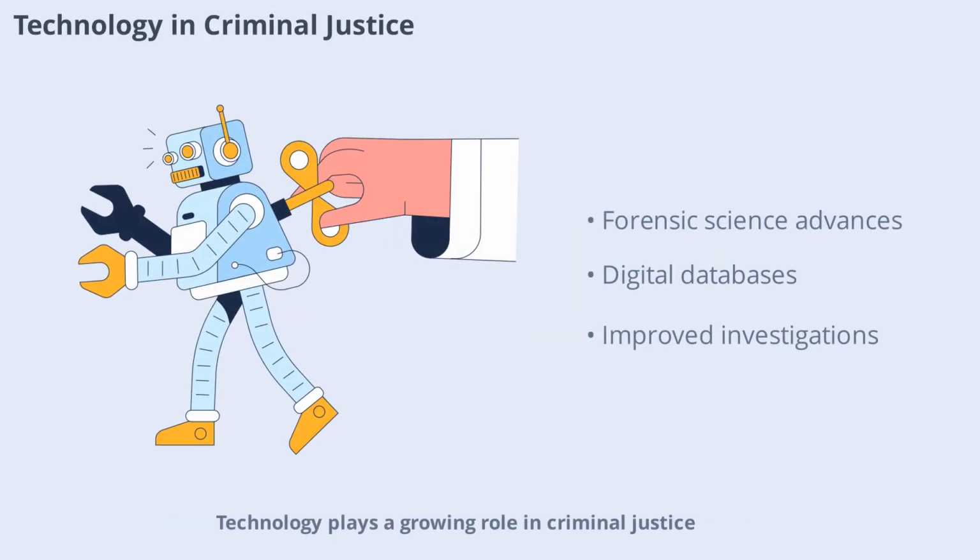Technology plays a growing role in criminal justice. From forensic science to digital databases, new tools help law enforcement solve crimes more efficiently. Surveillance cameras, DNA analysis, and computer systems make investigations faster and more accurate. Technology also helps courts manage cases and corrections track offenders. While technology brings many benefits, it also raises questions about privacy and fairness.